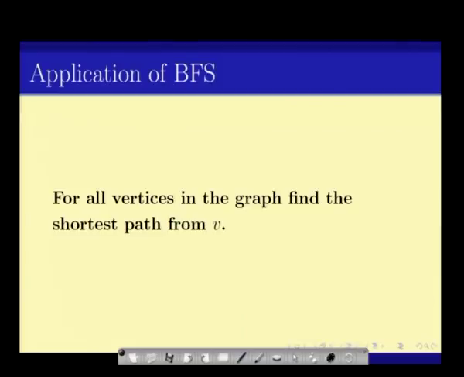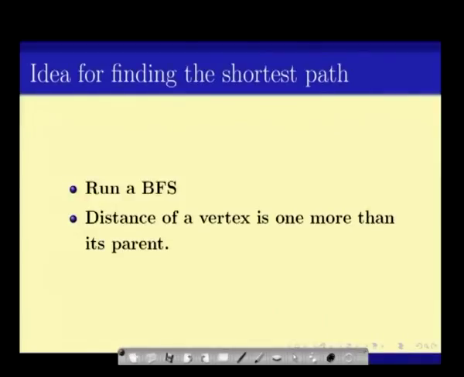So, let us look at an application of BFS. For all vertices in the graph, I want to find the shortest path from V. This is something, as I told, is a very important thing. One can imagine why. The idea is that you run the BFS algorithm and note the distance by saying the distance of any vertex is one more than the distance of its parent. Now, what do I mean by the distance?